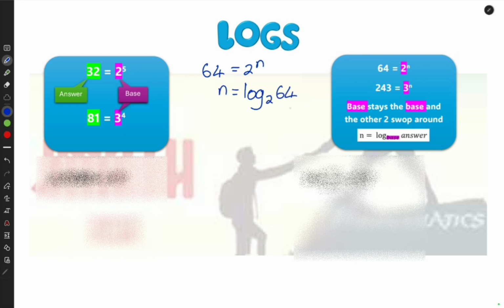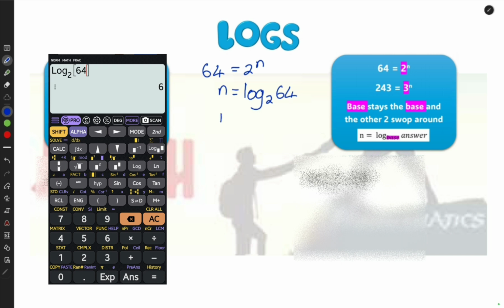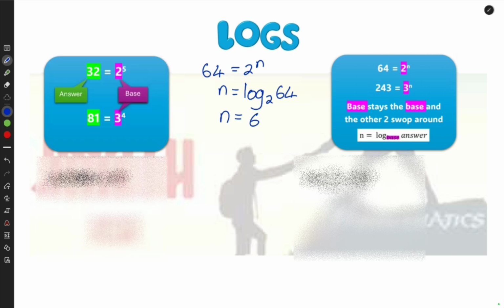Now if I type this in my calculator, you will see it just tells me it is 6. What I asked the calculator is, what must the exponent of the bottom number of 2 be in order to get an answer of 64? And the calculator said it must be 6. Let's just try the other one.